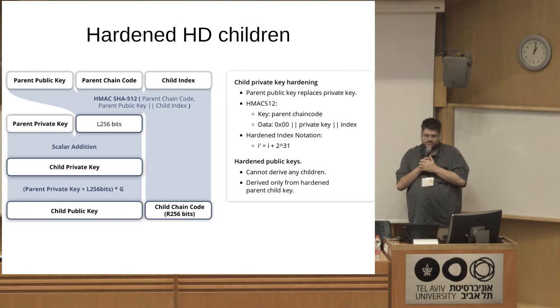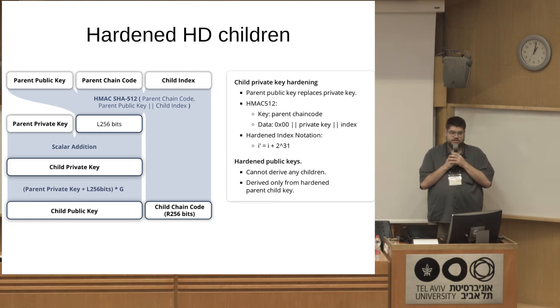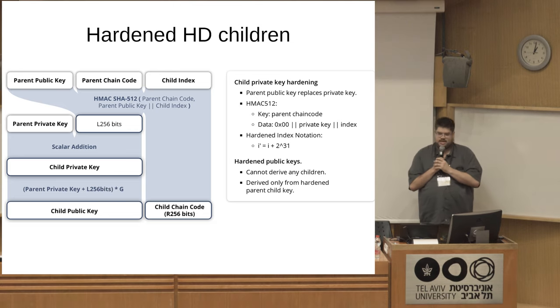Right, so there's also hardened hierarchical deterministic nodes in the BIP32 standard. Part of the reason this is useful is that, normally, without hardened nodes in the BIP32 tree, if you leak the private key of a child and the chain code value, then you potentially reveal the private key of the parent nodes.